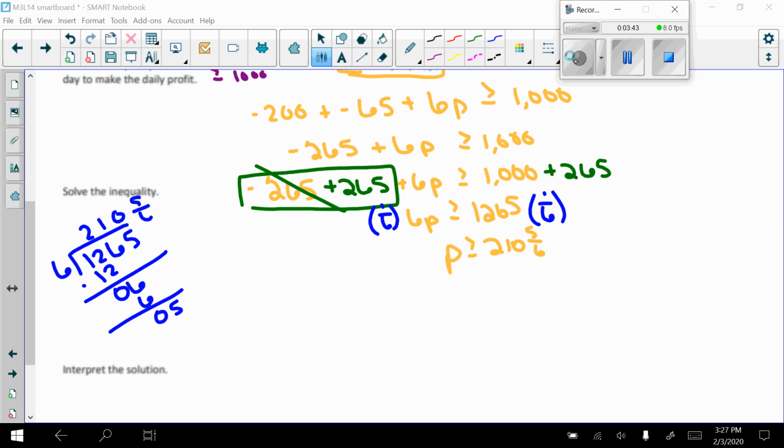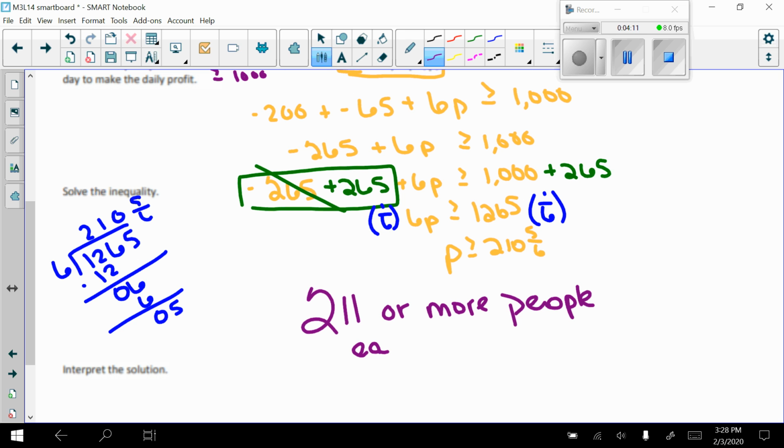So did you find out that P is greater than or equal to 210 and 5/6? But P is people. So can we have 5/6 of a person? Depends on what that roller coaster does, right? All right, so we need 211 or more people each day. If there's only 210 people that ride, we're not going to make that $1,000 profit. We need that 211th person.